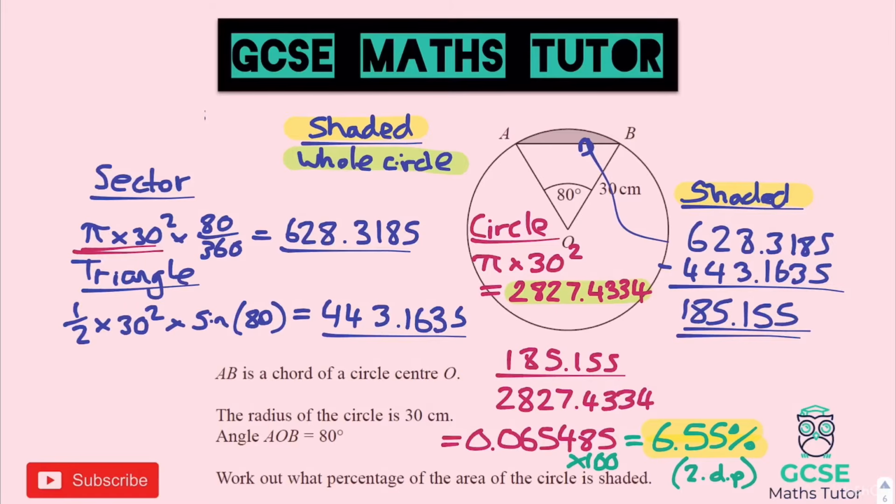So there we go, I've done it to 2 decimal places. 6.55% of the circle is shaded. Right, let's have a look at another type of question then.